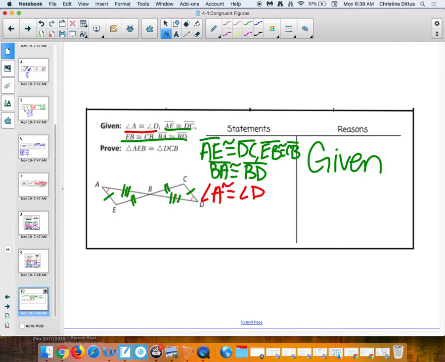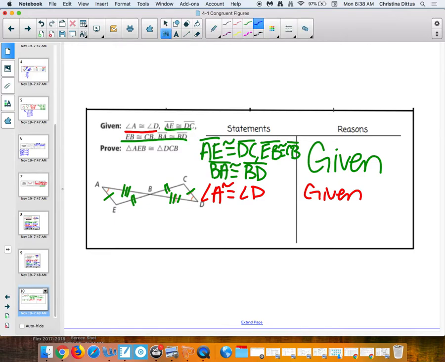And why can I say that? Because it's reflexive? No. Reflexive has to repeat the same thing. They're congruent. It's given.